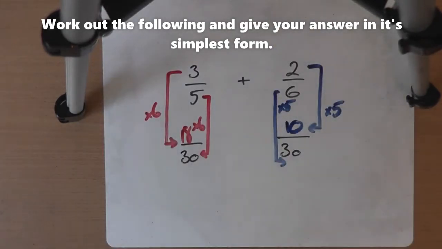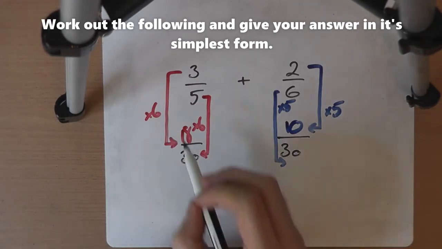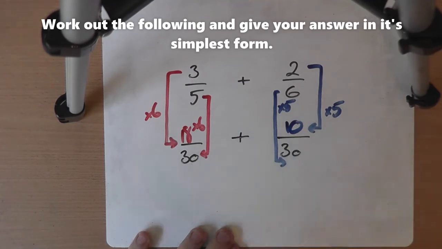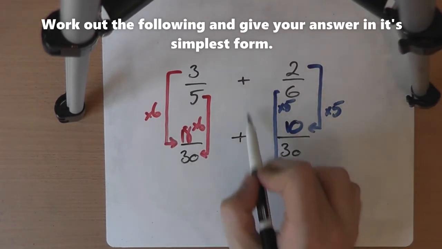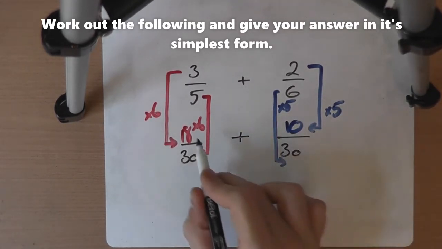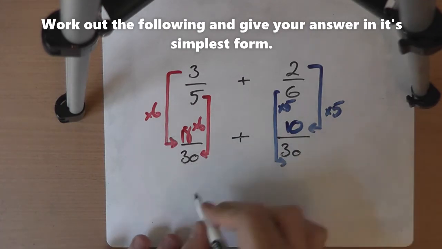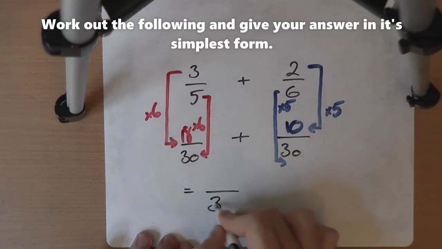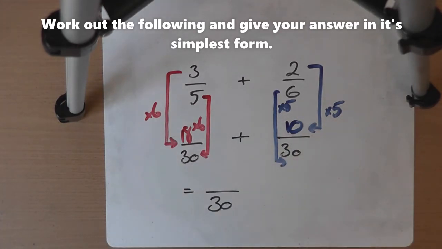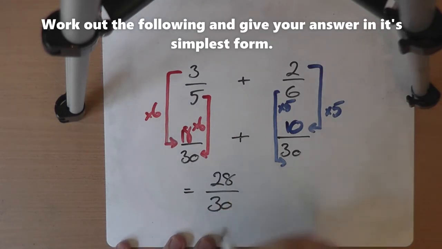So we started with the question being 3 fifths plus 2 sixths. The question is now 18 out of 30 plus 10 out of 30, because we've just carried the plus sign down. And now we've got 18 out of 30 plus 10 out of 30. Well, that's going to be out of 30 for our answer because the answer isn't going to change. We've got 18 parts out of 30 plus 10 parts out of 30 is 28 parts out of 30.